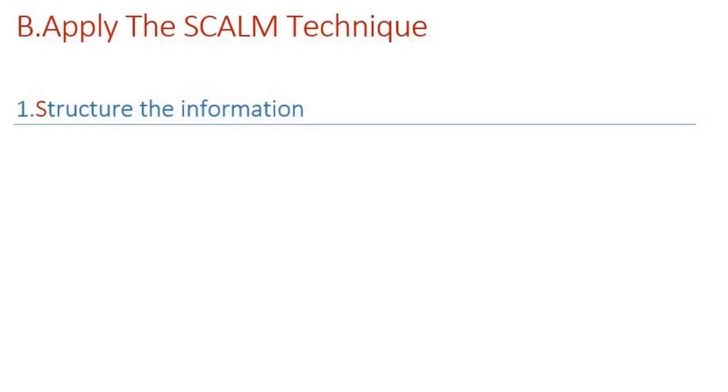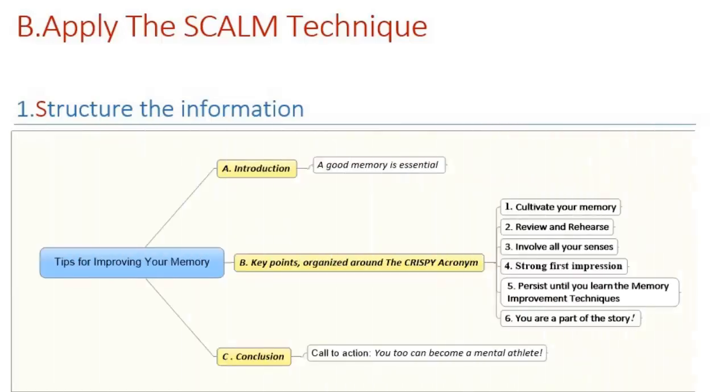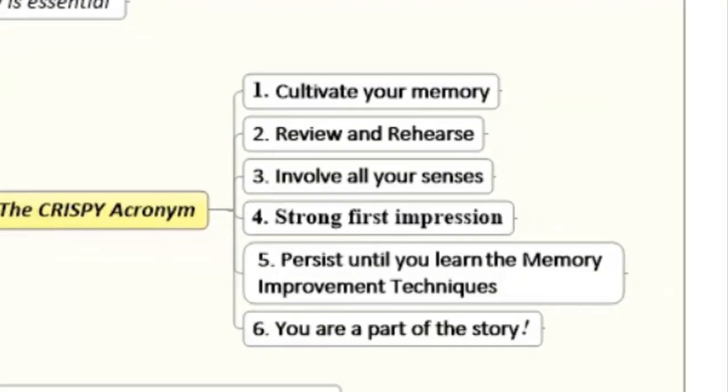The first step of the SCALM method is to structure the information in the form of a mind map that will give us an overview of the whole material. As you can see, the material was organized into 3 parts: introduction, key points, and conclusion. From the writing phase of the speech, I want to organize key points in a most memorable form, and for this, I used the acronym technique, so the 6 key points of my speech are organized around the acronym CRISPY.